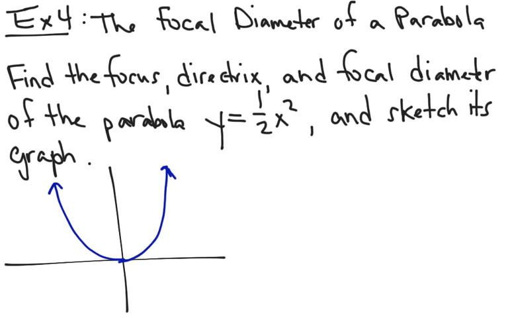So I know already that the parabola is going to look like this. All right, next, let's find the focus. Well, if this is y equals 4p x squared, then 4p must equal 1/2. So p must equal 1/8.